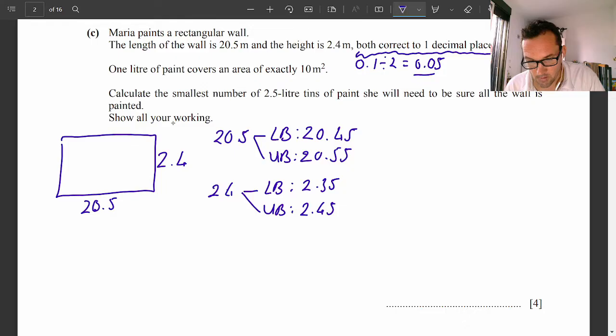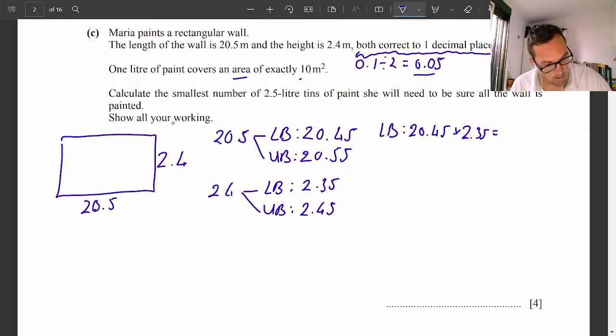Right, 1 liter of paint covers an area of exactly 10 meters squared. So first we need to work out the area of this wall. Okay, now it could be different values, so again, upper and lower bounds. The lower bound of the area will be the smallest two values multiplied together. So that will be 20.45 times 2.35, which gives us 48.0575 meters squared. Okay, so that is the smallest possible area for that wall. The upper bound, how big can that wall be?